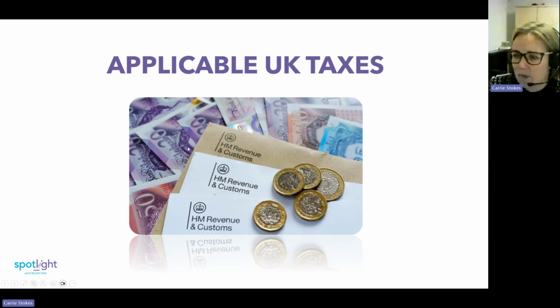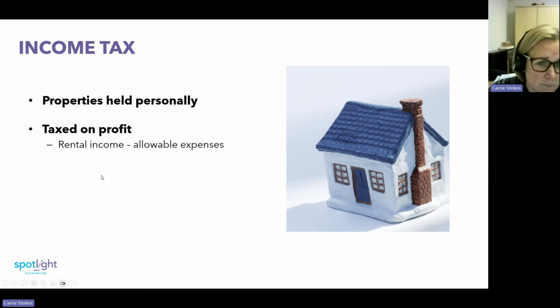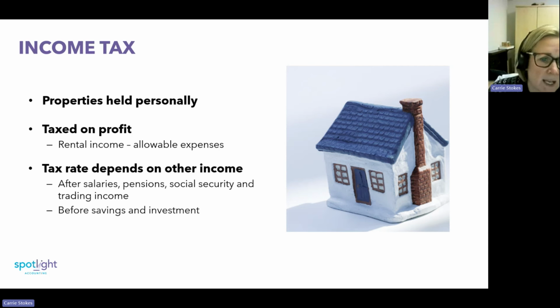So I'm going to start off with an overview of the applicable UK taxes to landlord clients. So firstly, income tax. This is mainly where a landlord will hold their properties personally. In basic terms, landlords are taxed on their profit, which is the rental income less their allowable expenses. And the tax rate depends on other income that a landlord could have.